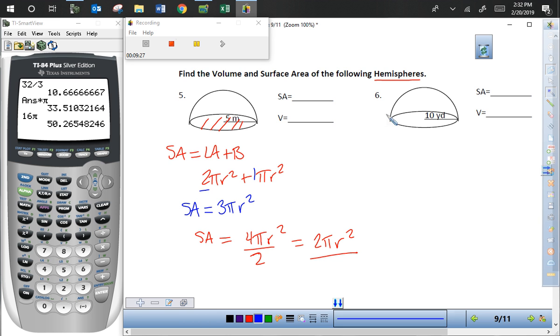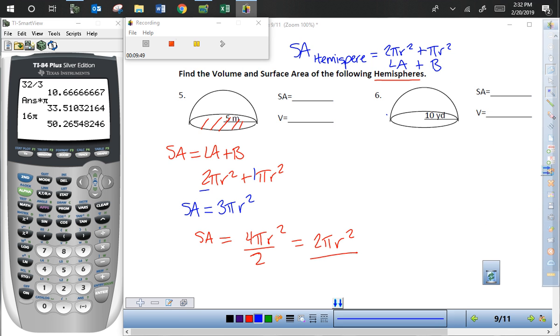So up top, I want you to write surface area of a hemisphere equals 2 pi r squared plus pi r squared. This is your lateral area plus the base.